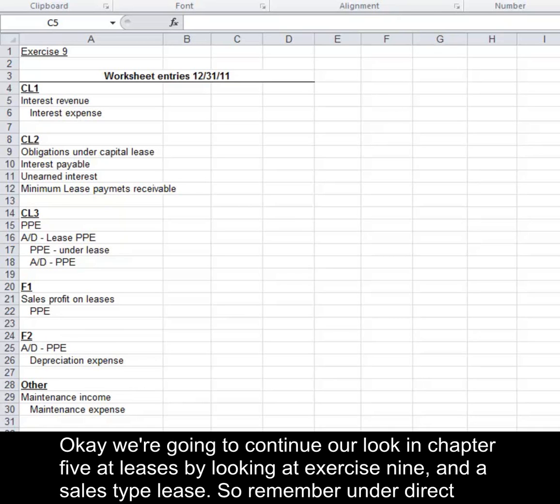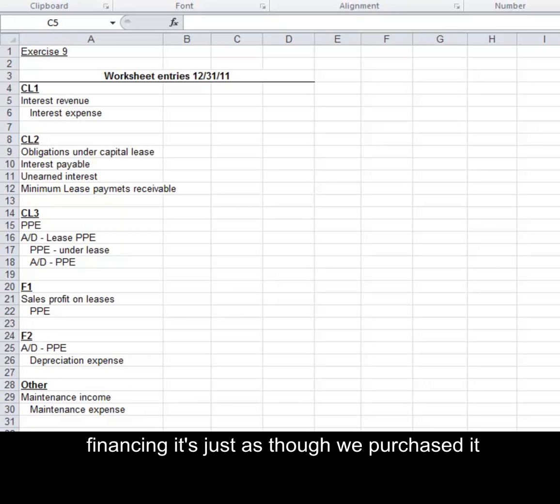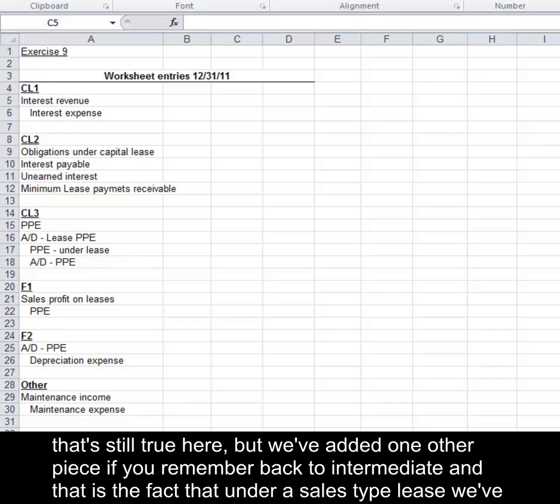Okay, we're going to continue our look in Chapter 5 at leases by looking at Exercise 9 and a sales type lease. So remember, under direct financing, it's just as though we purchased it with an obligation and a receivable. That's still true here, but we've added one other piece if you remember back to intermediate. And that is the fact that under a sales type lease, we've also had a sale.